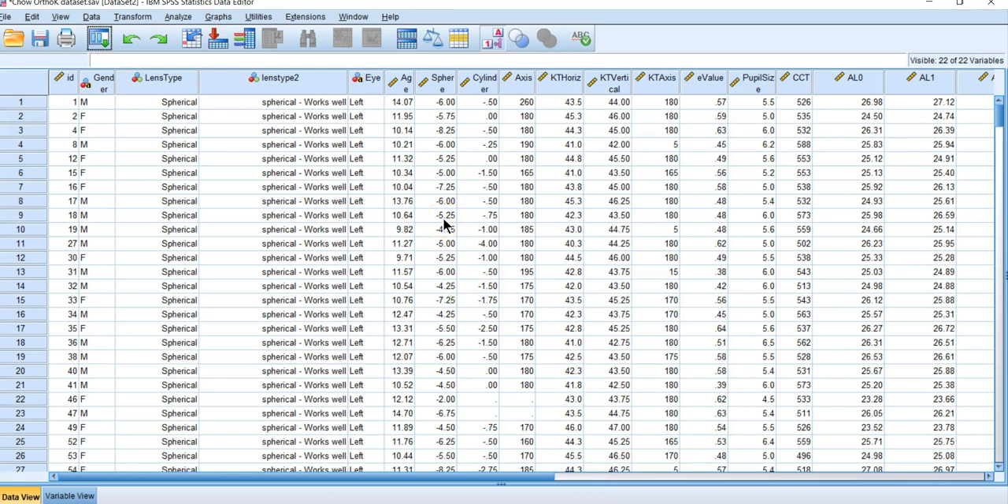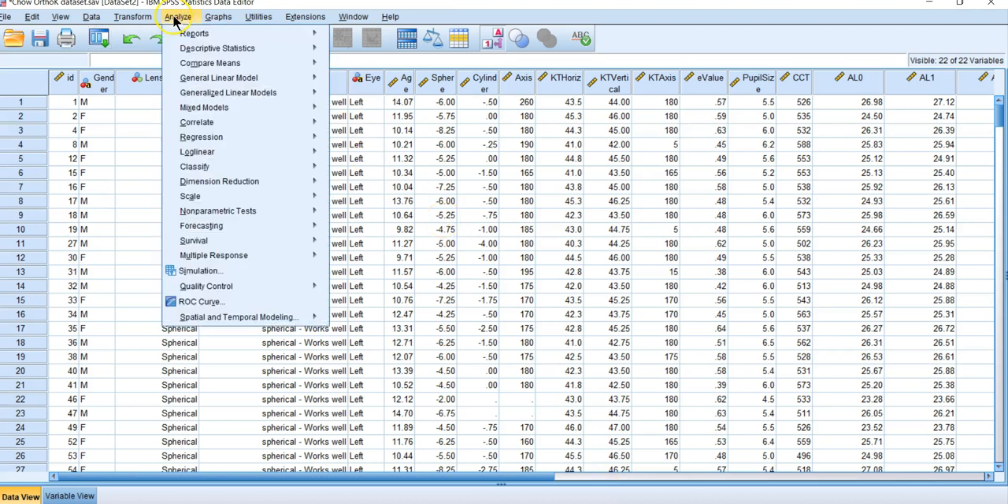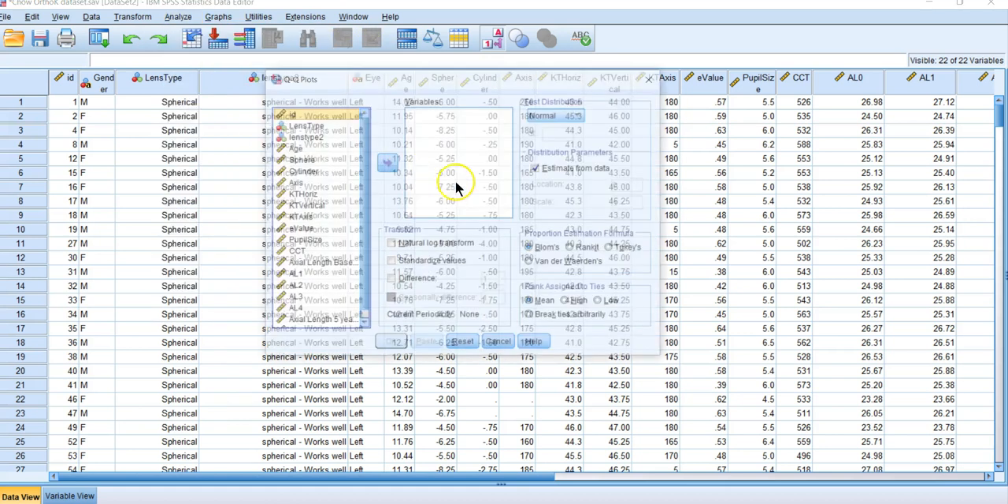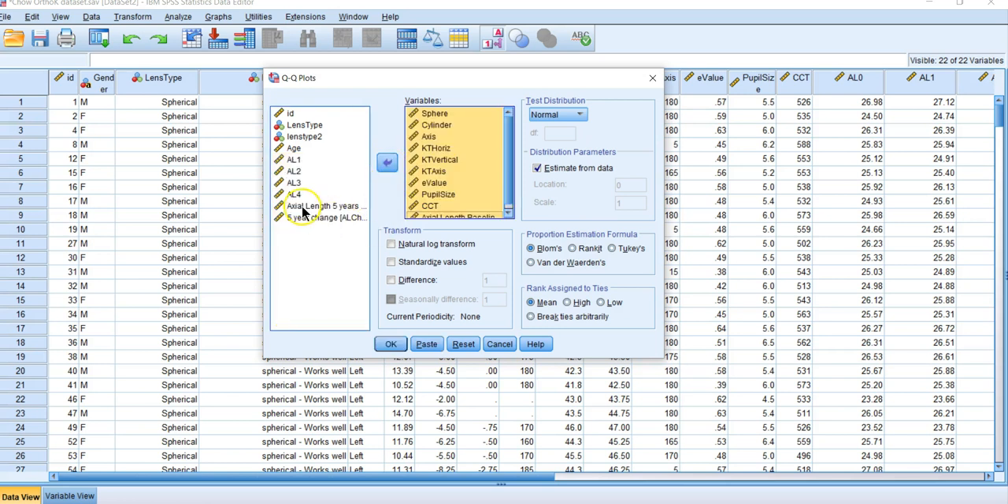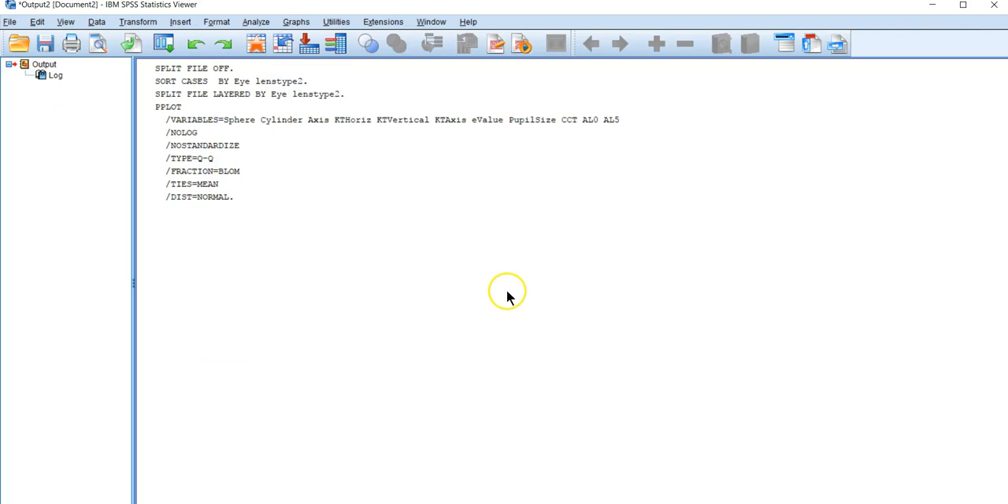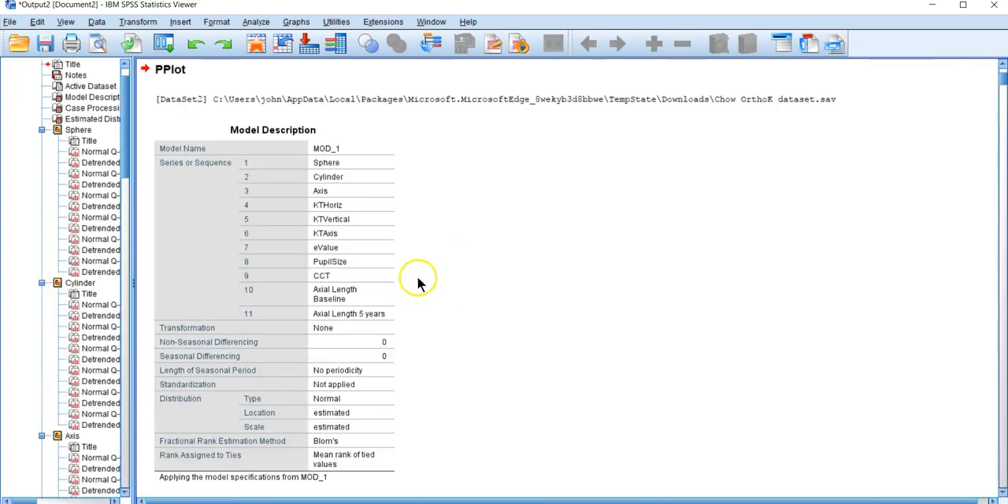And then let's look at whether or not they're normal. Let's look at the variables we have. We're going to just include axial length at baseline and at 5 years. It's a normal test distribution. Now remember, in the QQ plot, we want to see straight lines between the baseline measure and the y-axis. So let's see what happens here.